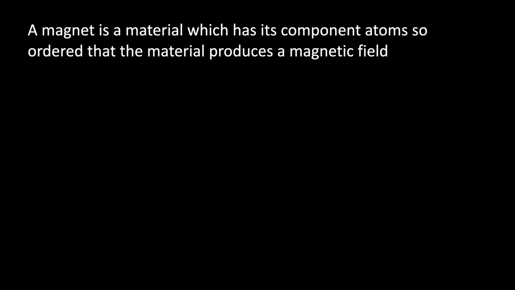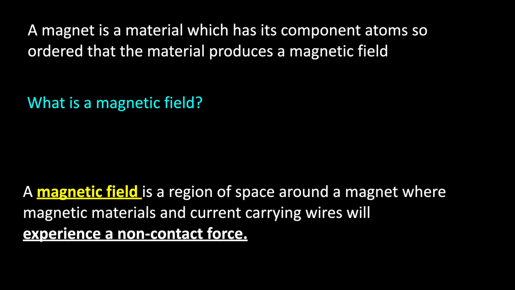But a magnet is simply a material which has its component atoms ordered in a way that the material produces a magnetic field. Now, I know what you're thinking. What's a magnetic field? A magnetic field is a region of space around a magnet where magnetic materials or current-carrying wires, which we will learn about in the coming lessons, will experience a non-contact force. Remember, magnetic force is a non-contact force.